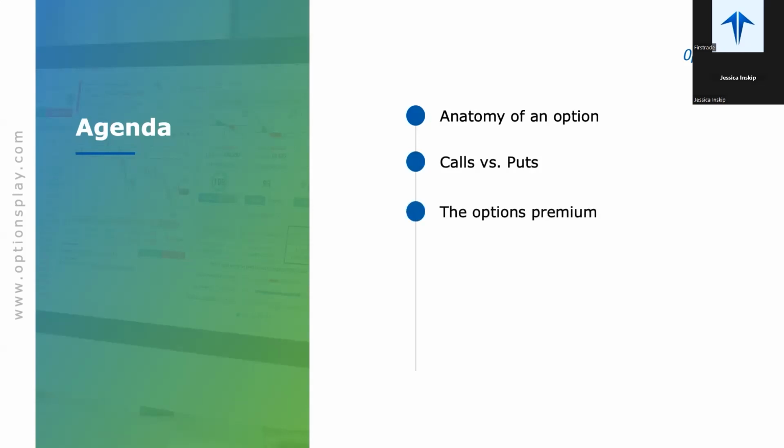Let's dive into what we're going to discuss today. First, we're going to go over the anatomy of an option, what comprises an option. We'll talk about calls versus puts, the options premiums, and the meat of today's presentation: intrinsic and extrinsic value. We'll define those because it all relates to the options premium. We'll go through some examples and, of course, save some time for Q&A at the end.